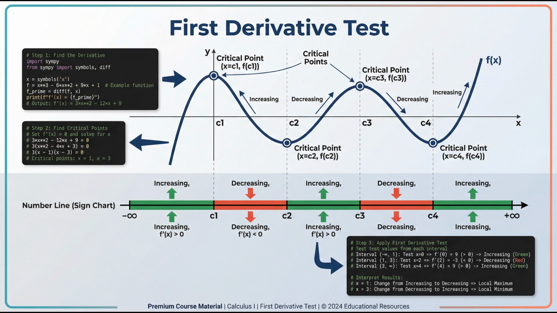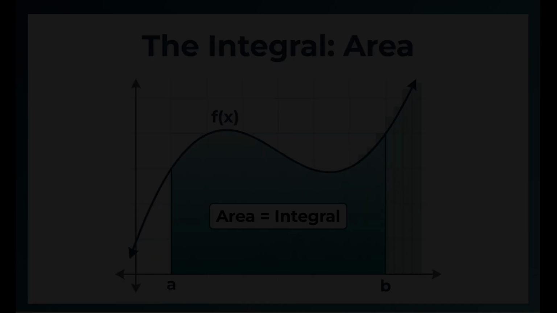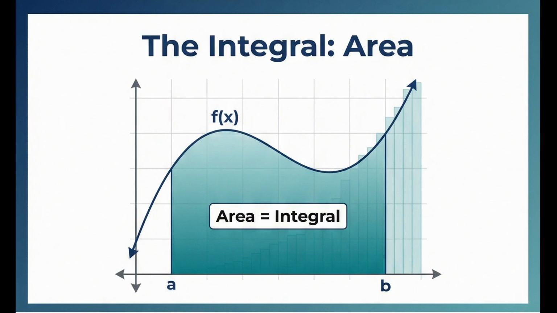We call points where the derivative is 0 critical points. By testing values on either side, we can see if the function is increasing or decreasing. This first derivative test allows us to map out the behavior of complex functions without needing to graph every single point. Now we reverse the process.